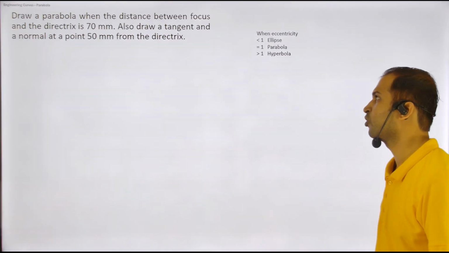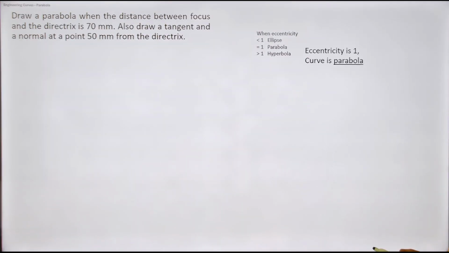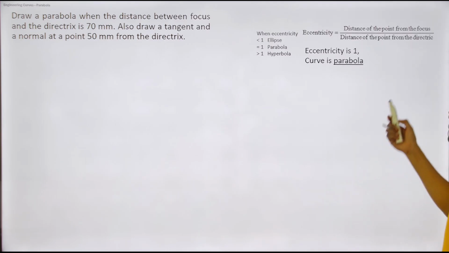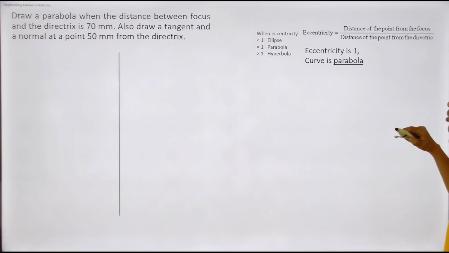Chalo. Let us move forward. So we know that eccentricity is 1, the curve is a parabola, right? And we also know this formula. So let us now go ahead.